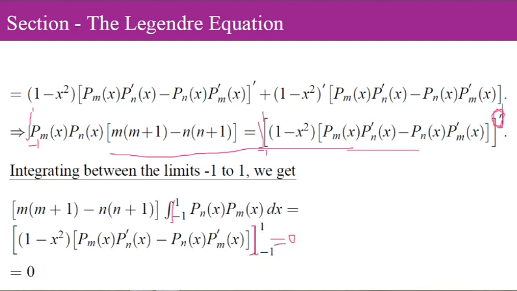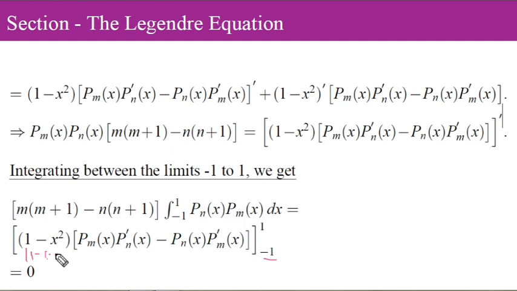How? We apply the limit. Applying the upper limit, what is the x value? 1. 1 square is 1, so 1 minus 1 equals 0, so the whole term equals 0. Now we apply the lower limit, minus 1. What is the x value? Minus 1 whole square is also 1, so 1 minus 1 into the same, so we get 0. 0 into anything is 0, so we get the final answer 0. So the right hand side becomes 0.